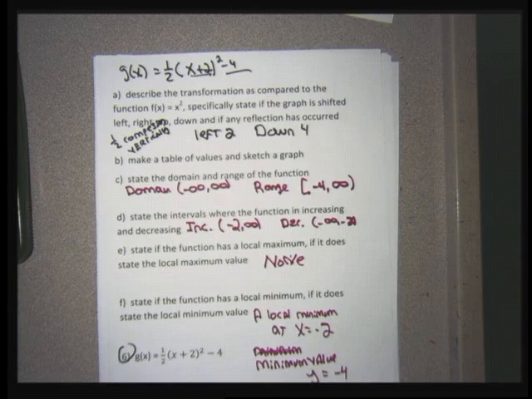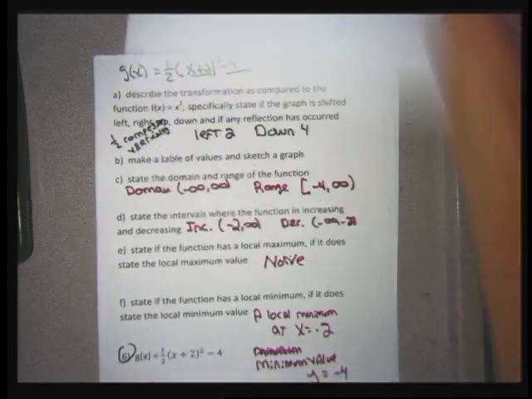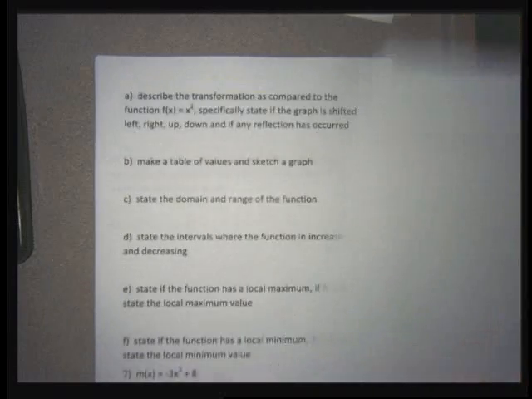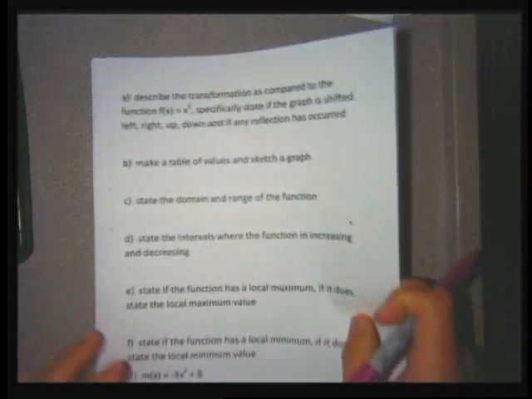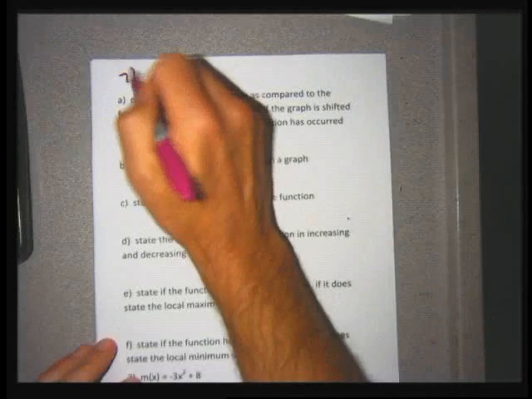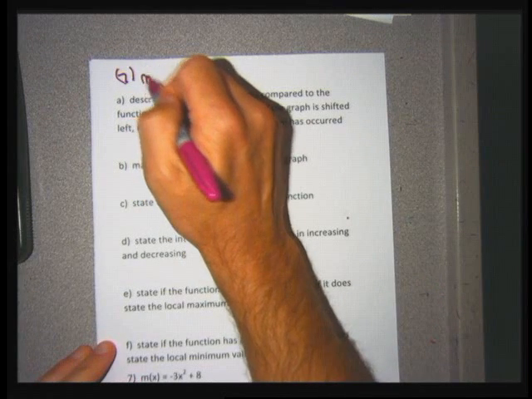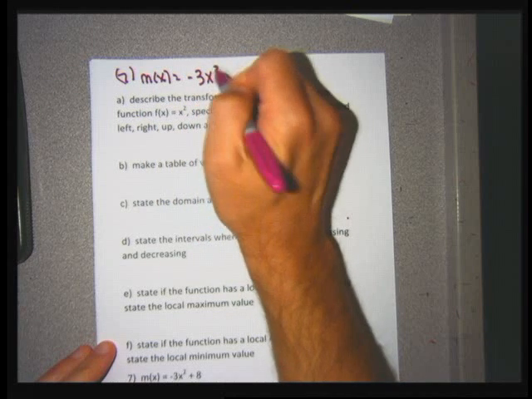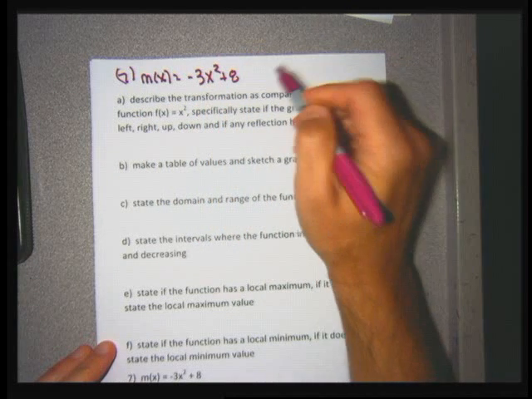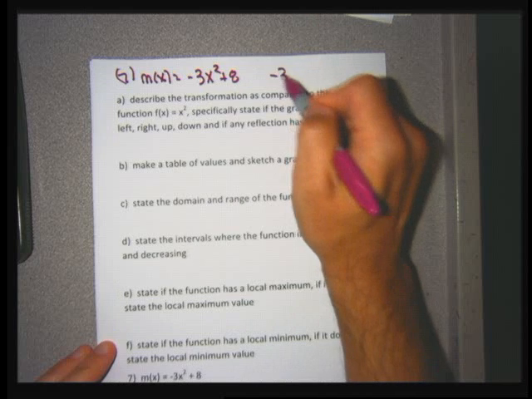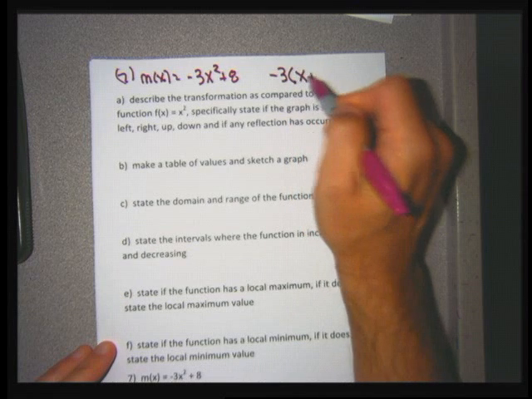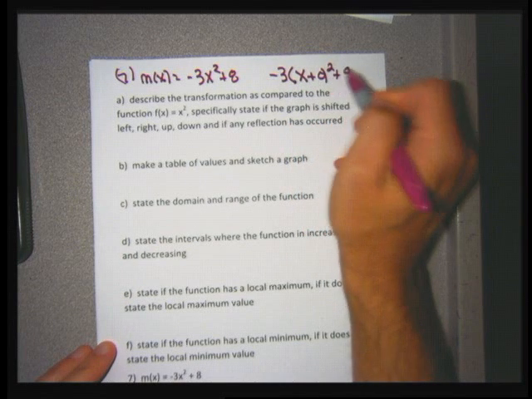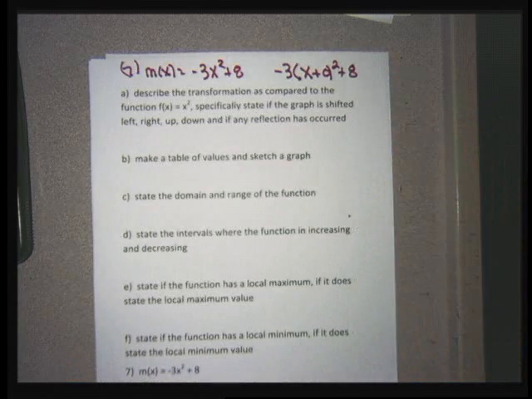Must have one more of this style of problem, because I haven't had one with a maximum yet, and I must have to put one with a maximum. Yes, and that is number 7. Number 7 says m of x equals -3x squared plus 8. If you need to see it better, you can go -3 times x plus 0 squared plus 8 if you absolutely need to see a parentheses.